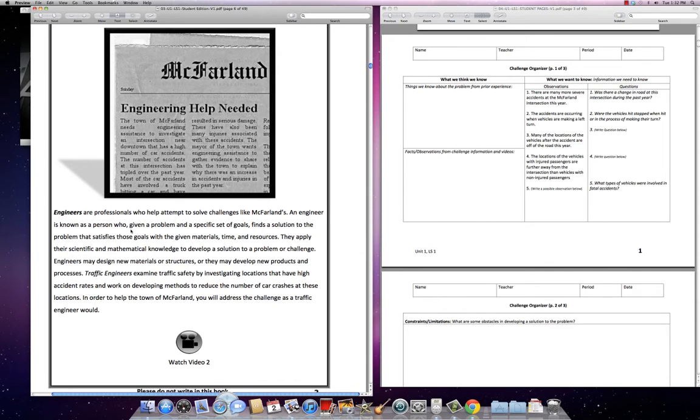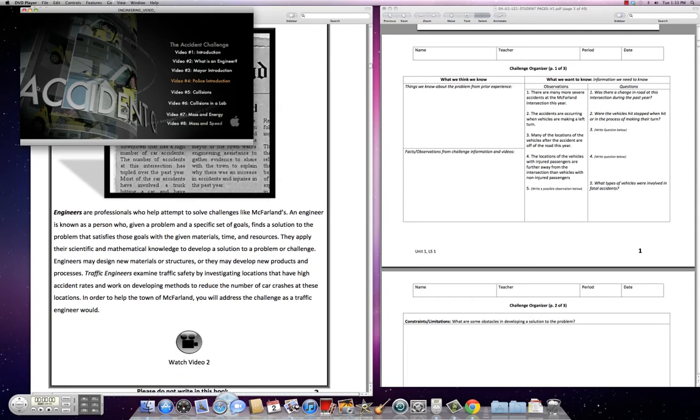An engineer is a person who, given a problem and a specific set of goals, finds a solution to the problem that satisfies the goals with given materials, time, and resources. They apply their scientific and mathematical knowledge to develop a solution to a problem or a challenge. In order for students to better understand their role as an engineer, at this point, you would show Video 2, What is an engineer? This video is about 2 minutes and introduces students to the idea of how engineers solve problems, but also exactly what a traffic engineer might do.